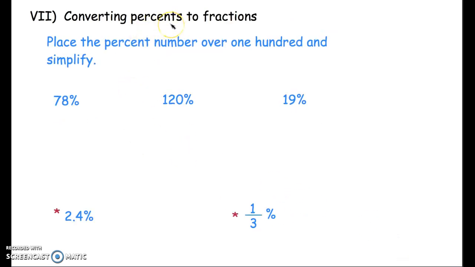Converting percents to fractions, this is the last thing we have to worry about. Converting percents to fractions, we place the percent number over 100 and simplify. So 78%, right? 78 percent. That's it. But if we can simplify it, we're going to simplify it.